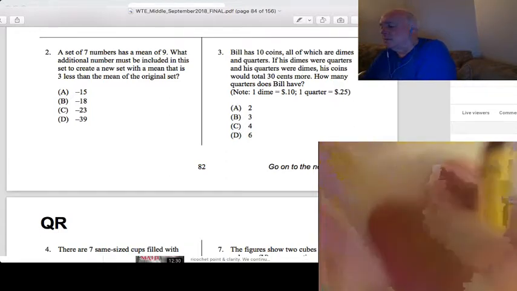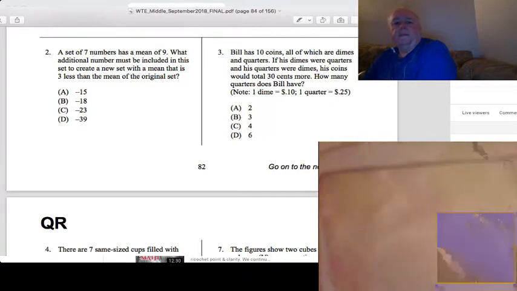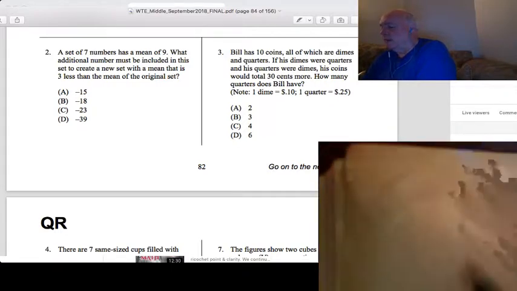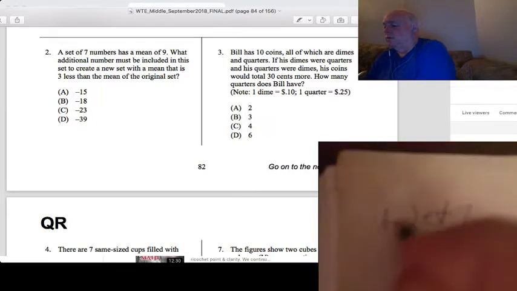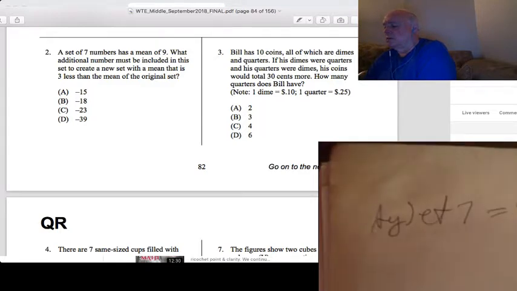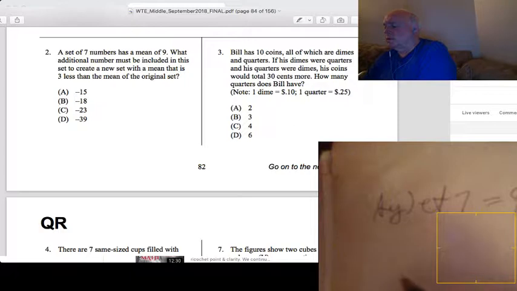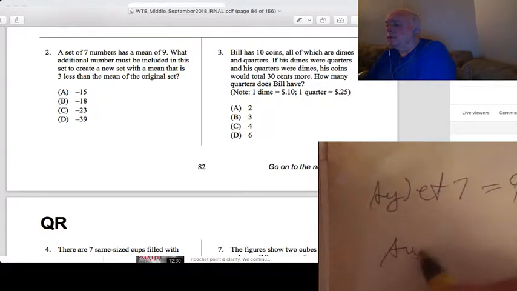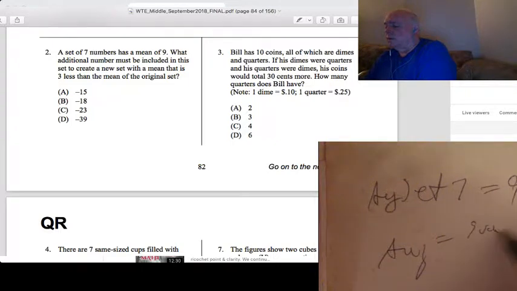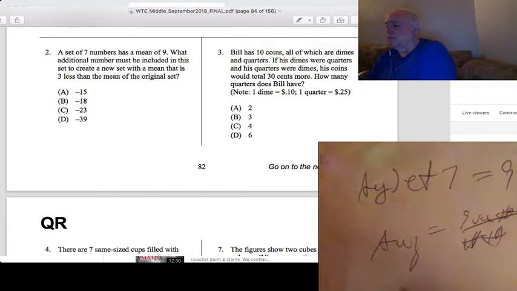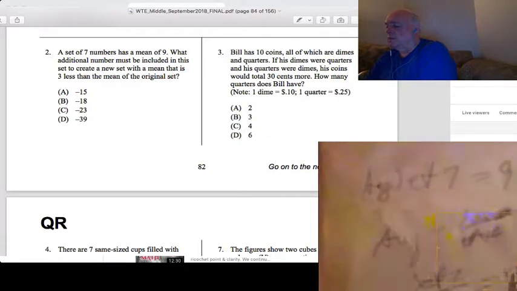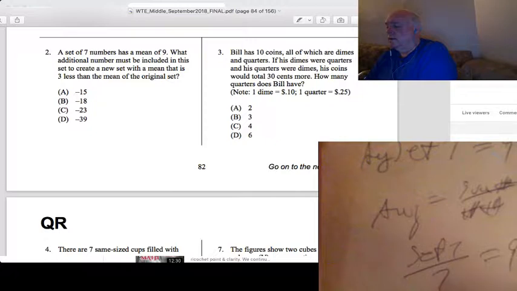So we have a set of 7 numbers, and the average of the set of numbers is 9. So normally, just like the example before, the average is equal to the sum of the numbers over the number of numbers. So we have a set of 7 numbers over 7 equals 9. That must mean that if we multiply both sides by 7, the sum of the 7 numbers is 63.